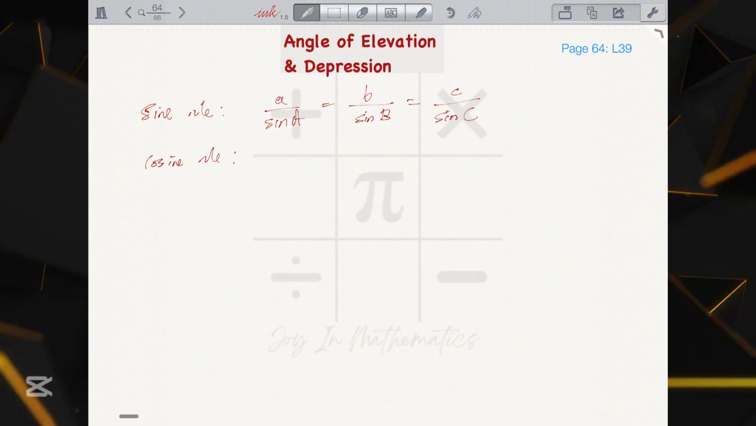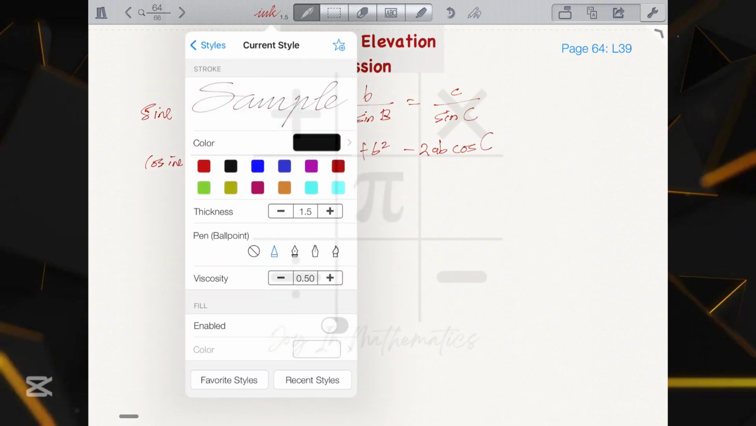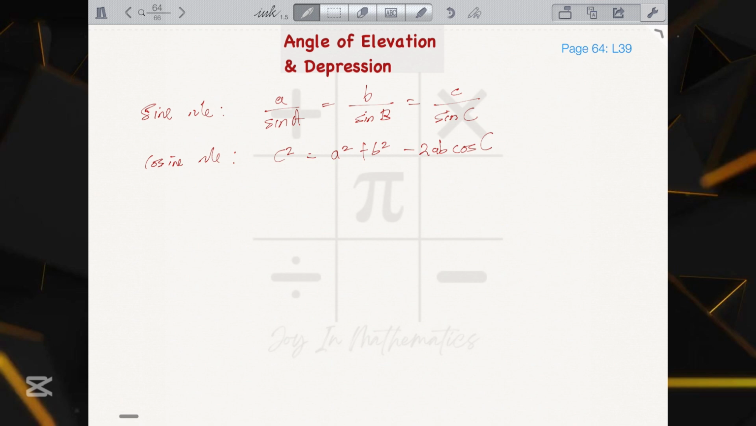And the cosine rule works in such a way that we can find the length and also the angle, where c squared is equal to a squared plus b squared minus 2ab cos C. Now we want to move further into the application section as we deal with angle of elevation and depression. Yes, I'm sure you might have heard of it before, but let's take it from the beginning.